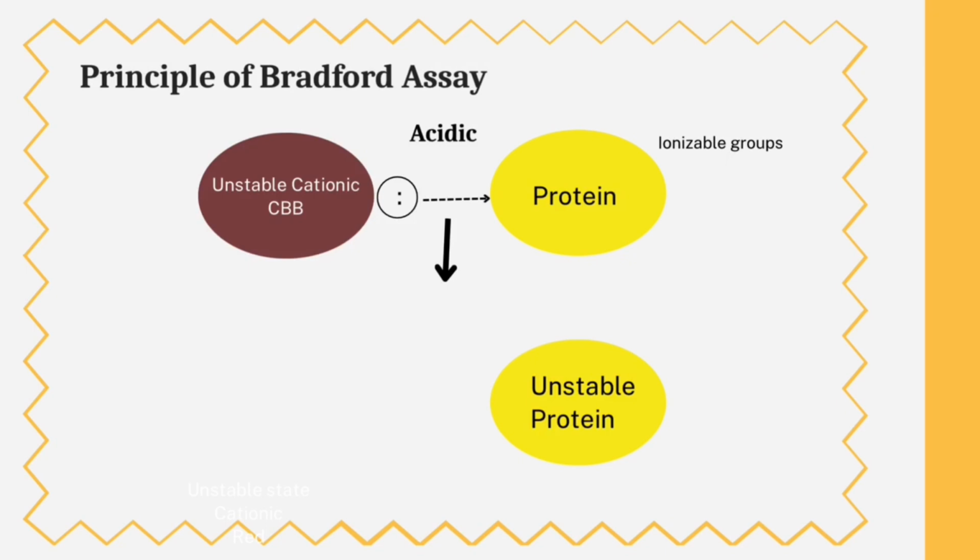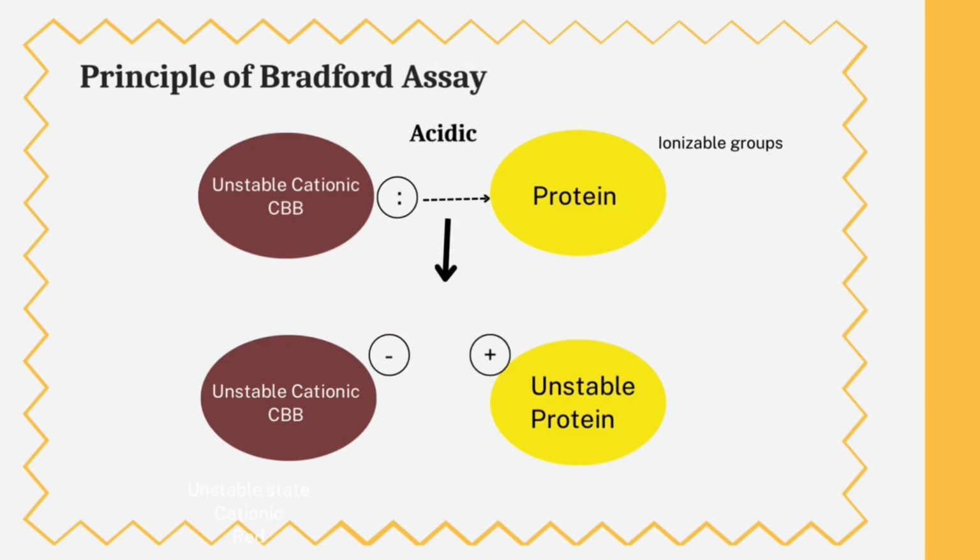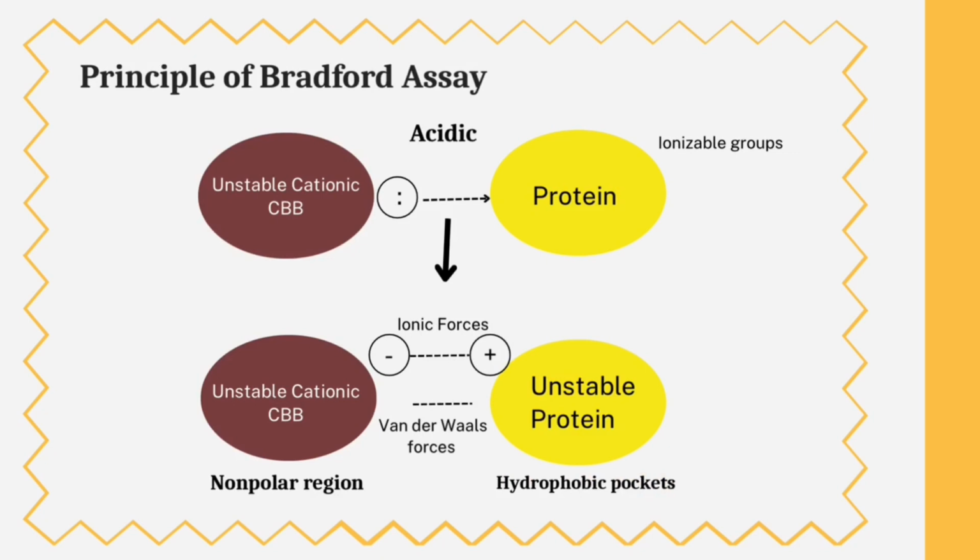Now the Coomassie brilliant blue is mainly negatively charged, and the unstable protein is mainly positively charged. And then these two unstable molecules need to bind to each other in order to be stable. So they attract each other first by ionic forces. And then the attachment will be further strengthened by hydrophobic van der Waals forces. Why? Because the Coomassie brilliant blue has a nonpolar region, and the unstable protein has hydrophobic pockets in its tertiary structure. So they can also bind to each other by van der Waals forces.